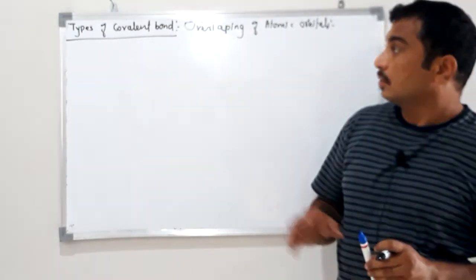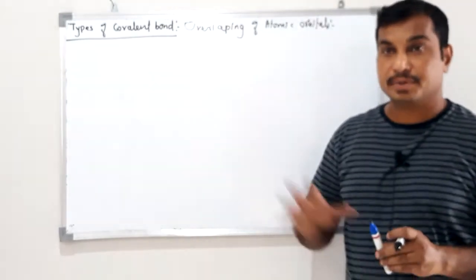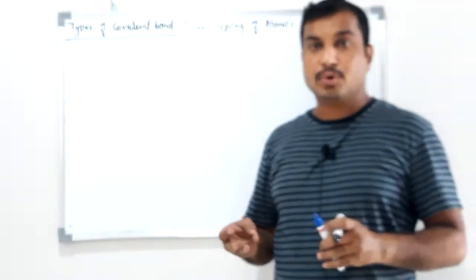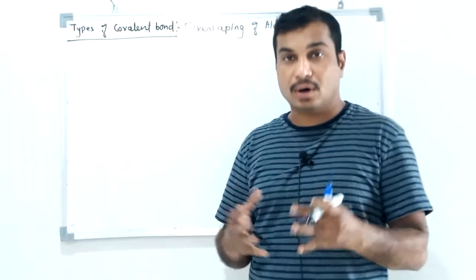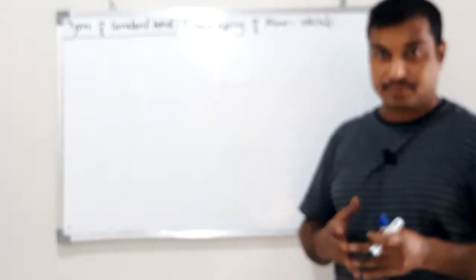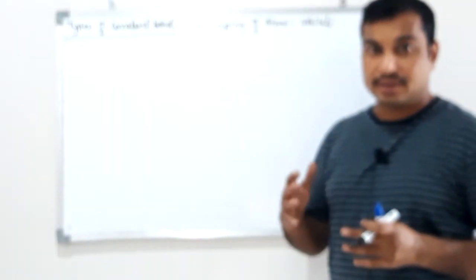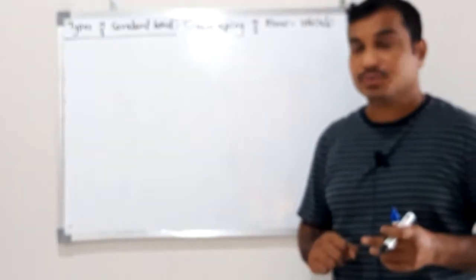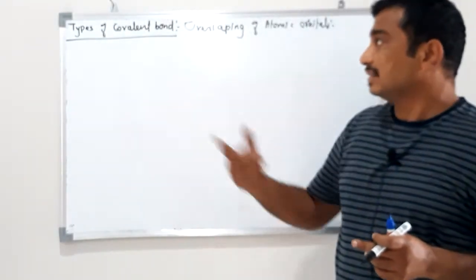Again, we already started some basic concepts in organic chemistry: types of chemical bonds and how bonds form. Those things we already discussed, even valency and how valency is determined. We have already seen those things in the last class.